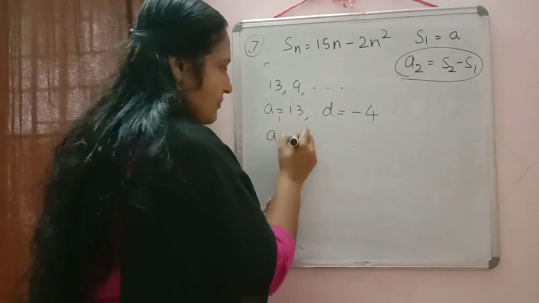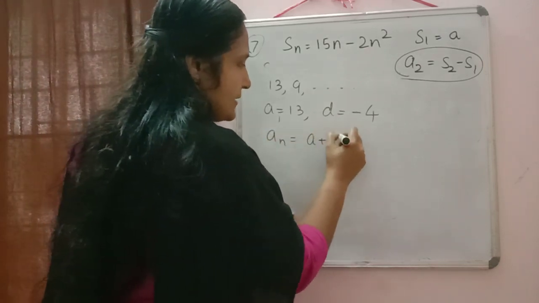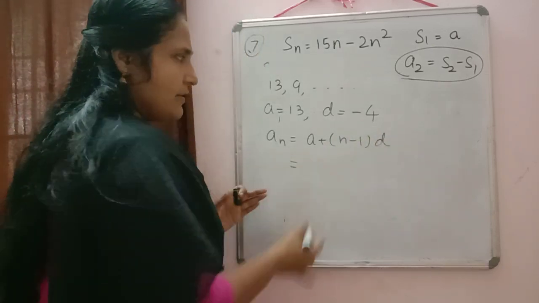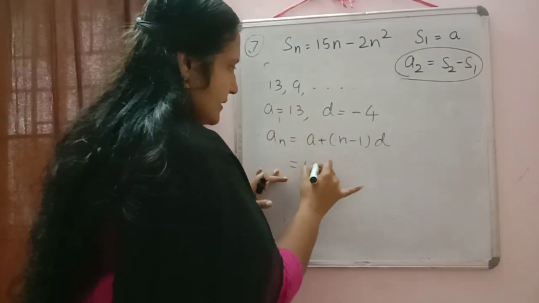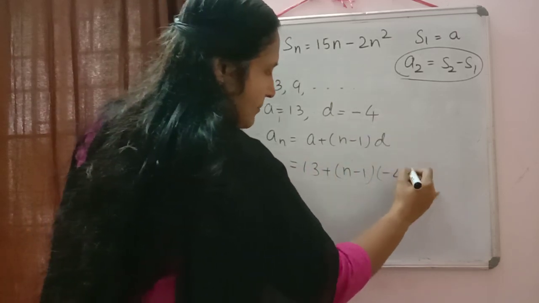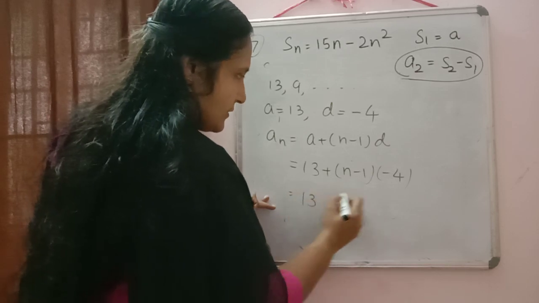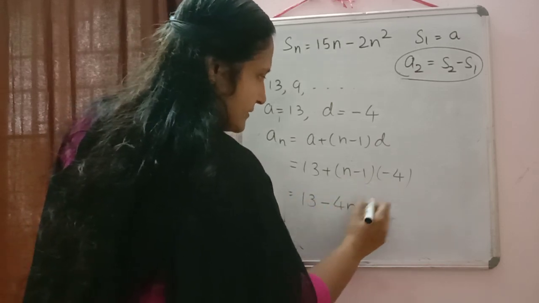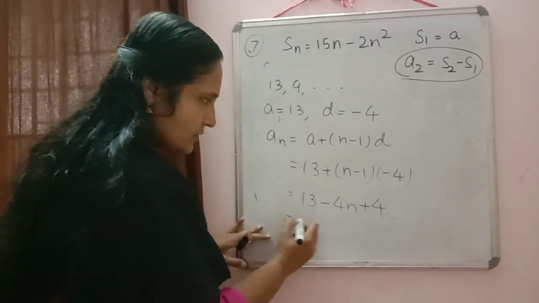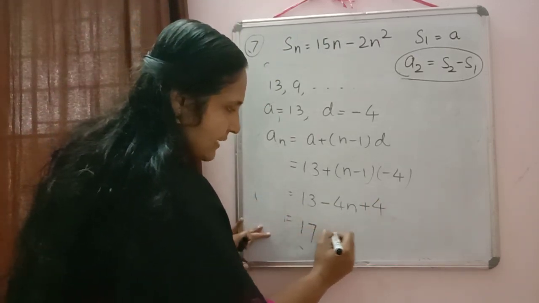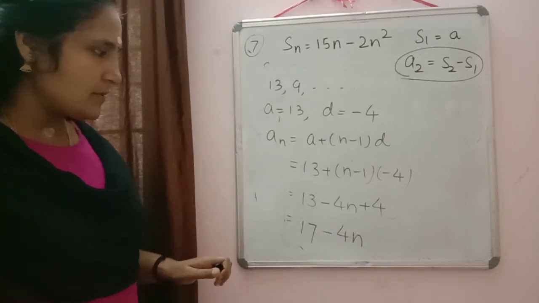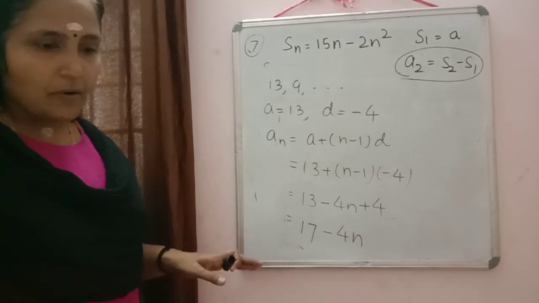So according to the formula, AN is equal to A plus N minus 1 into D. AN means general term only we want. A 13 plus N minus 1 into D is minus 4. So it will be equal to 13 minus 4N. Minus 1 into minus 4 will be equal to plus 4. So 13 plus 4, 17 minus 4N. We got AN is equal to 17 minus 4N.